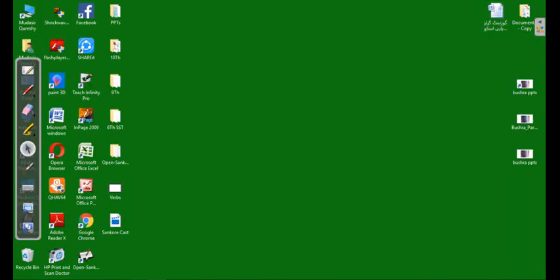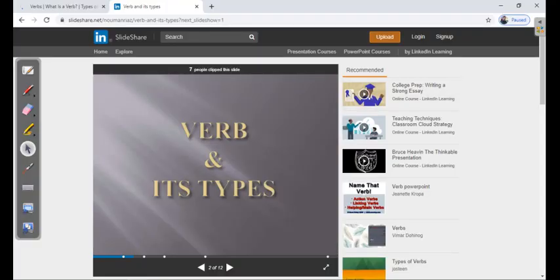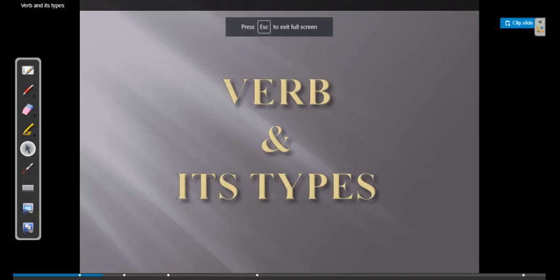Today we will recapitulate yesterday's work. I have some PPTs to show you which will make you understand easily what the verbs are. Let us go to the PPTs. Verbs and its types.